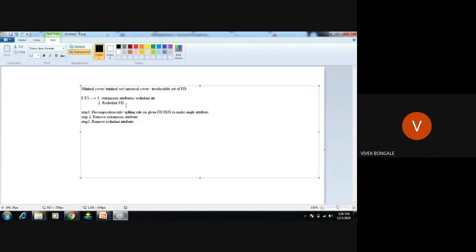How to make the given functional dependency a minimal cover? We have to apply these 3 steps. One is the decomposition rule, the splitting rule, on the right hand side of the given functional dependency to make a single attribute. Second, remove extraneous attributes, and third, remove redundant attributes. Right, so we will take an example.